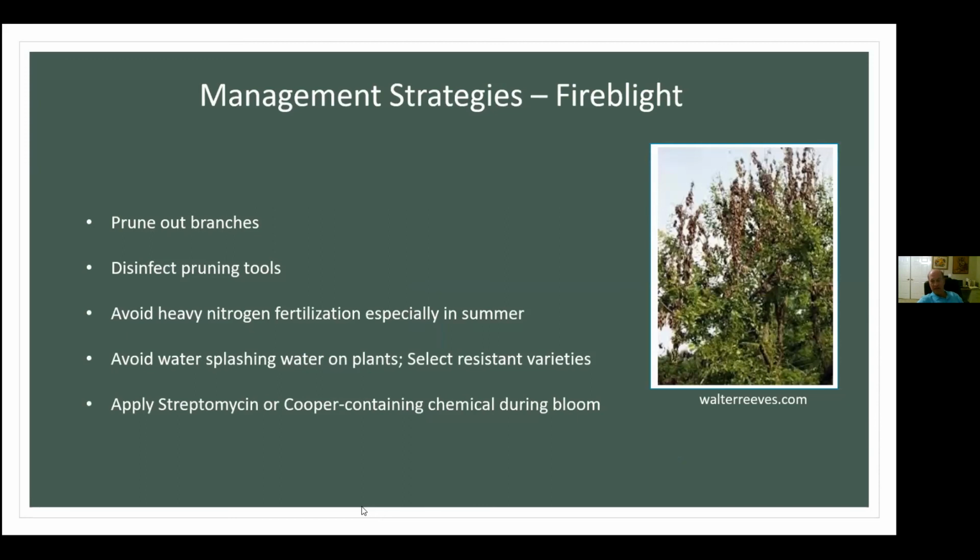Prune out branches 6 to 8 inches below any signs of damage, and then again disinfect the tools with a 70% isopropyl alcohol or 10% bleach solution between each cut. Limit nitrogen fertilizer, especially in the summer. Also avoid splashing water to reduce the spread onto other plants. Consider purchasing fire blight resistant varieties for your garden. Streptomycin or copper-containing products applied during bloom may also help to control the disease.